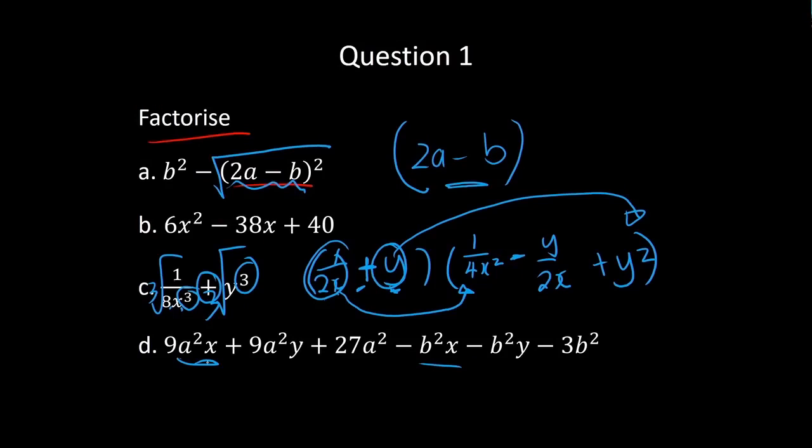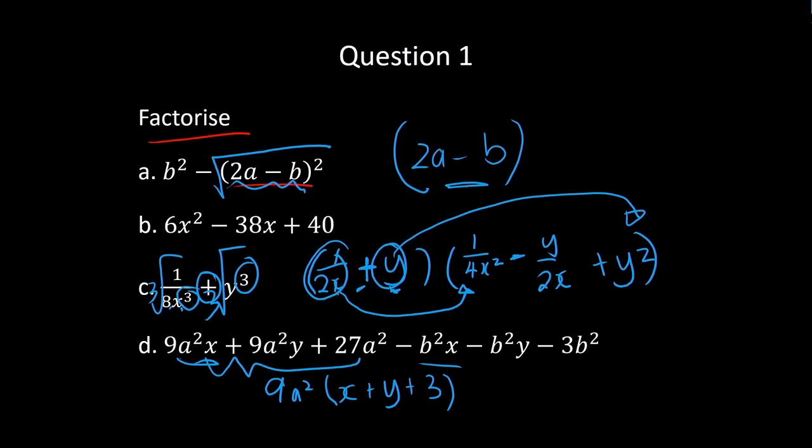Let's put together the first 3 terms by taking out a common factor of 9a squared. I can see that 9 is a common factor to all the terms. I can see that a squared is a common factor to all the terms. So if I divide through by 9a squared, I'll be left with x. 9a squared y divided by 9a squared will just give me y. Positive 27a squared divided by positive 9a squared would give me plus 3.